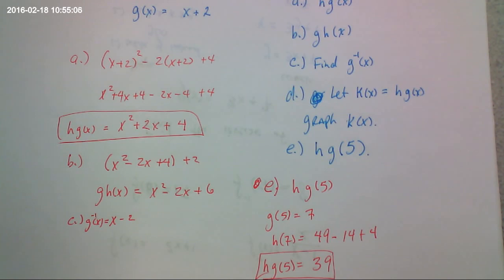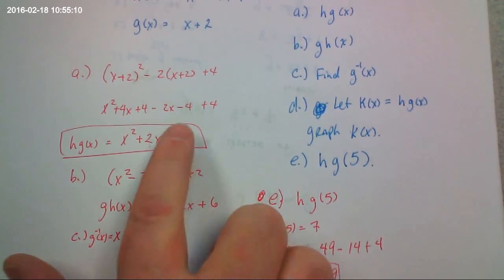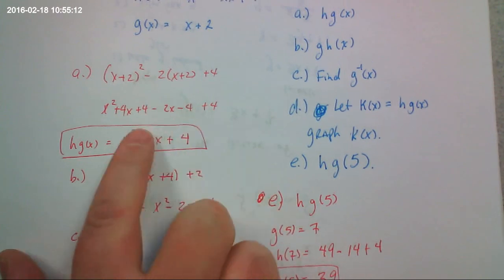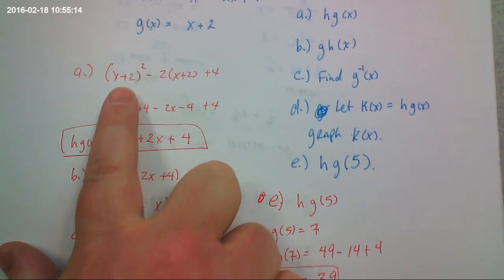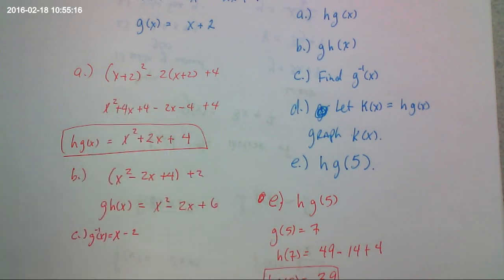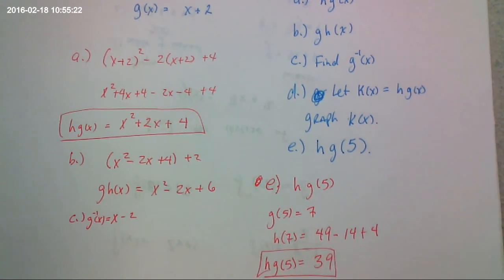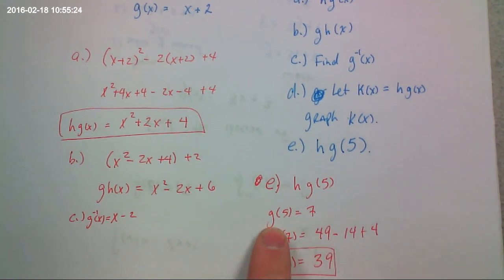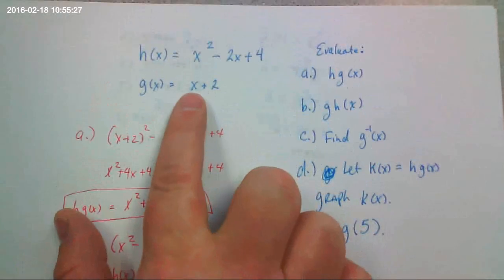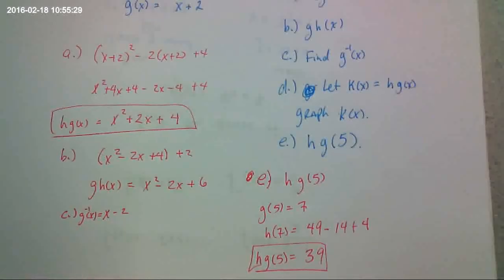What for, in part A? You see that's minus 4 plus 4. Those make 0. You have a 4 right here from that. You did E. Where did the 7 come from? G of 5 is 7. Because if you plug 5 in for G, you get 7. Yeah.